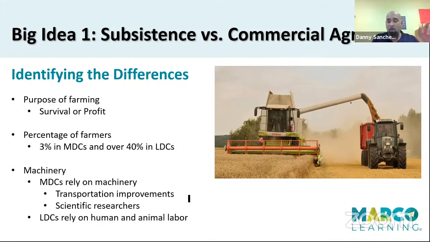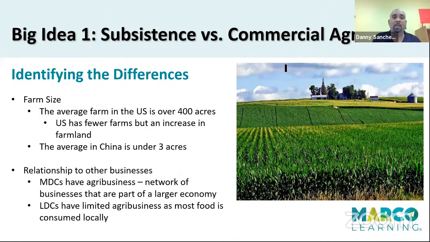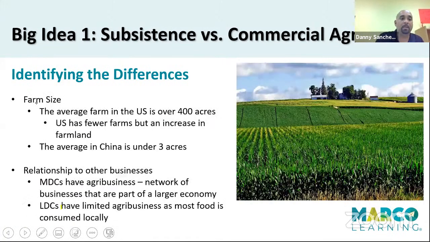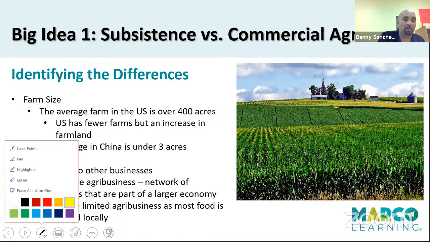A couple more differences between farming in the developing world and the developed world, subsistence versus commercial agriculture, is going to be farm size. In the US, the average farm size is going to be about 400 acres.